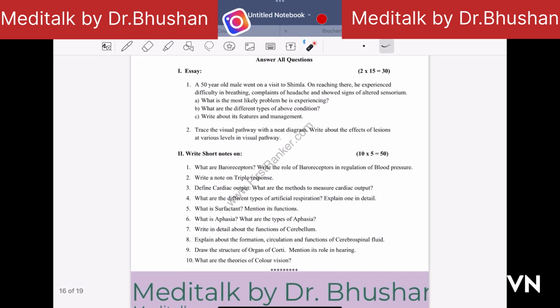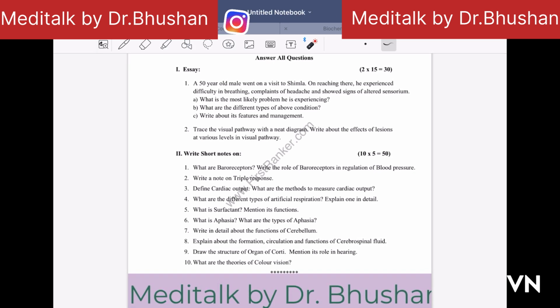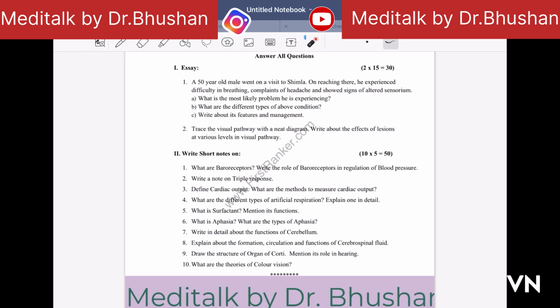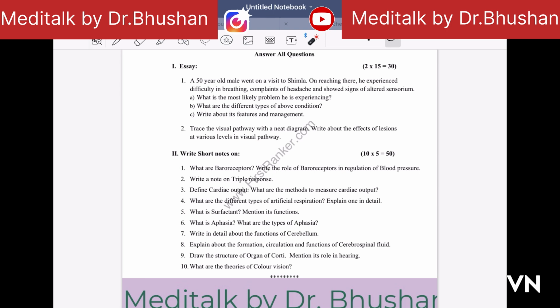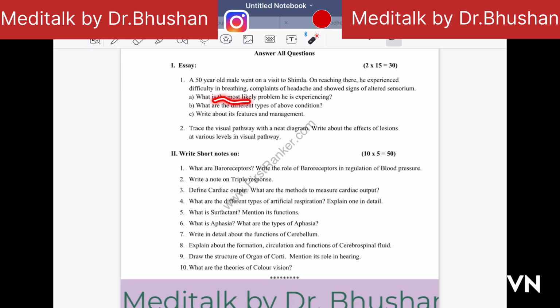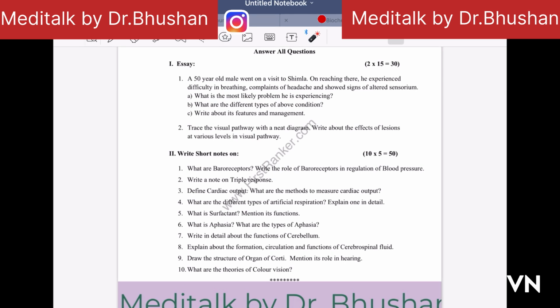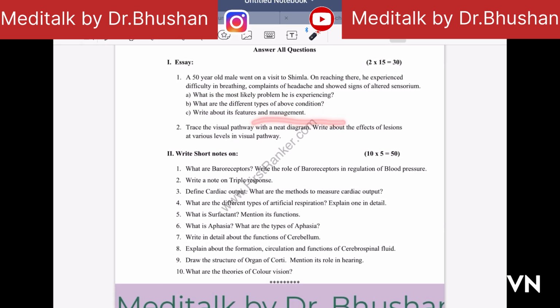There is also a clinical scenario. First, a 50-year-old male went to visit Shimla. On reaching there, he experienced difficulty in breathing, complained of headache, and showed signs of altered sensorium. What is the most likely problem he experienced? What are the different types of the above condition? Write about its features and management.